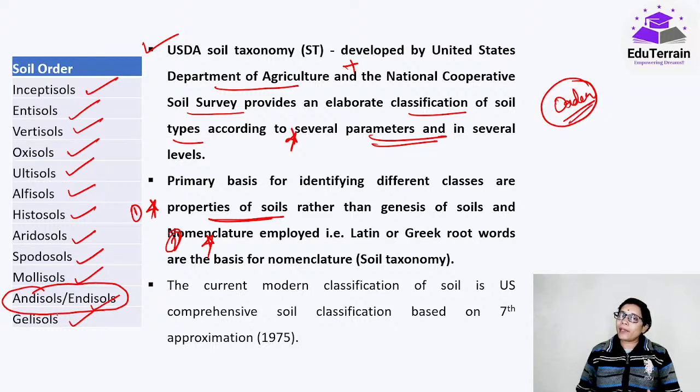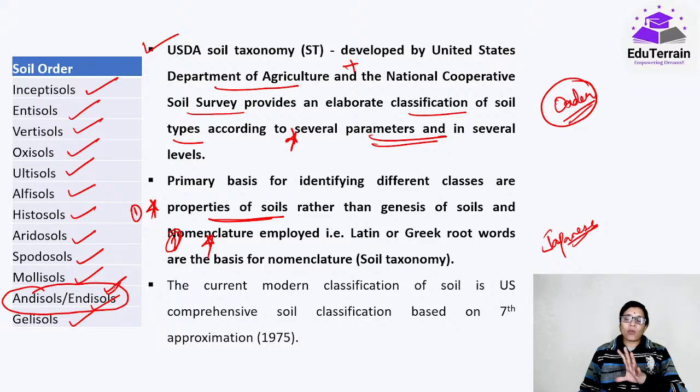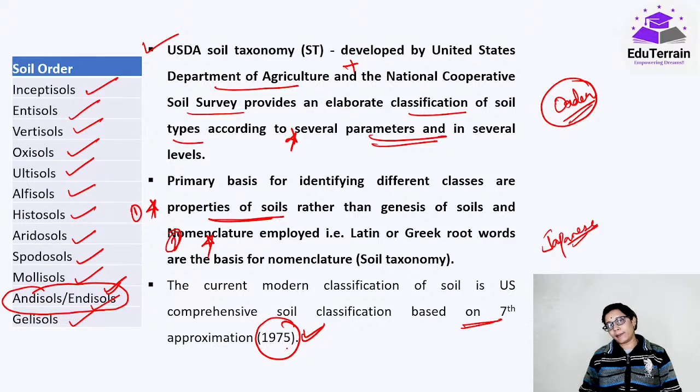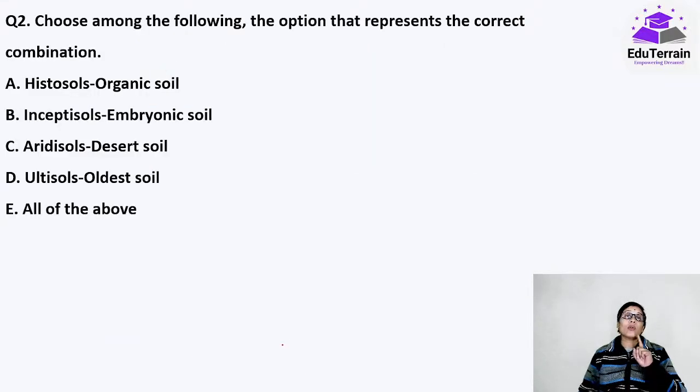Now only this particular title is derived from a Japanese word, okay, where andi or endi is black, and these are those soils that are derived from the volcanic ash, okay, one of the most fertile soils you can say. So this is the only one that is derived from Japanese, the rest all have Greek or Latin nomenclature, that is root words. And the current modern classification is on 7th approximation, जो 1975 में दिया था. Okay, moving on to our second question.